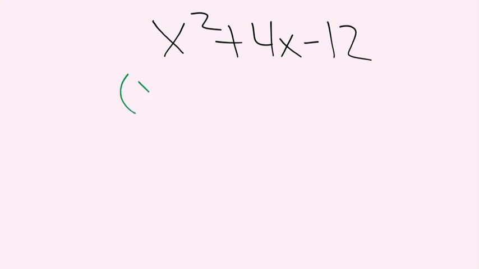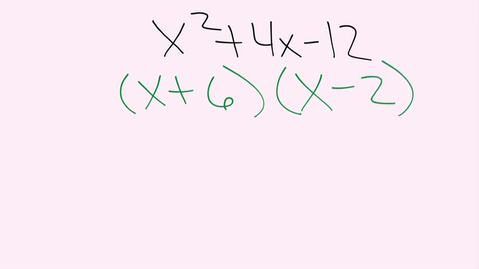The first question will be x squared plus 4x minus 12. To do that, we're going to have to find two terms that multiply to negative 12 but add up to 4, which would be positive 6 and negative 2, which means x plus 6 and x minus 2.